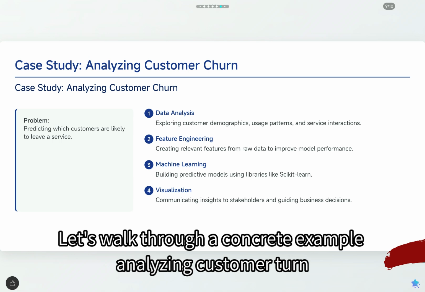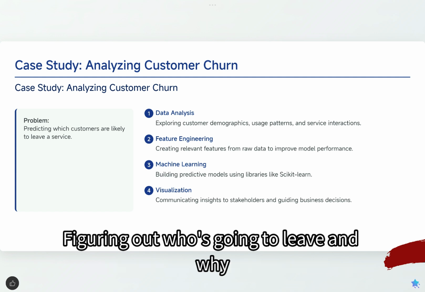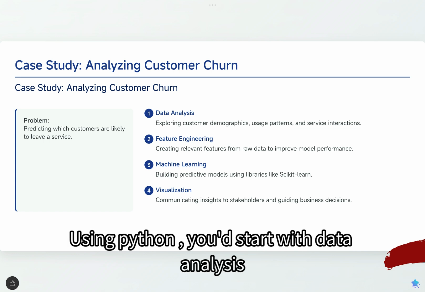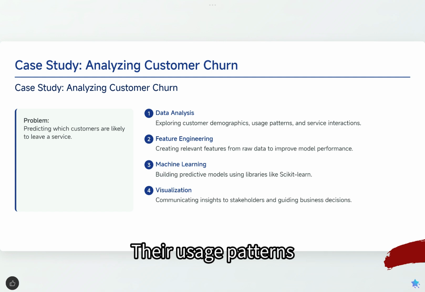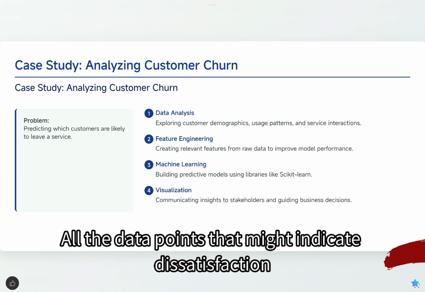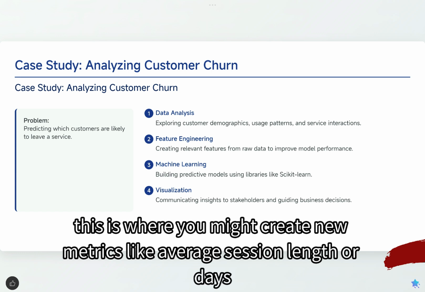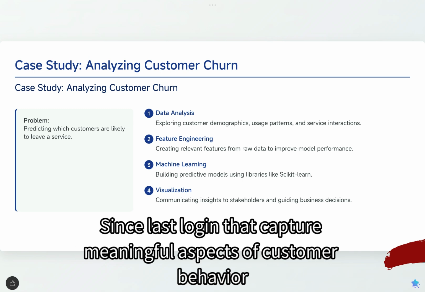Let's walk through a concrete example, analyzing customer churn. This is a critical problem for any subscription-based business, figuring out who's going to leave and why. Using Python, you'd start with data analysis, exploring customer demographics, their usage patterns, billing history, support interactions, all the data points that might indicate dissatisfaction. Next, feature engineering. This is where you might create new metrics, like average session length or days since last login, that capture meaningful aspects of customer behavior.